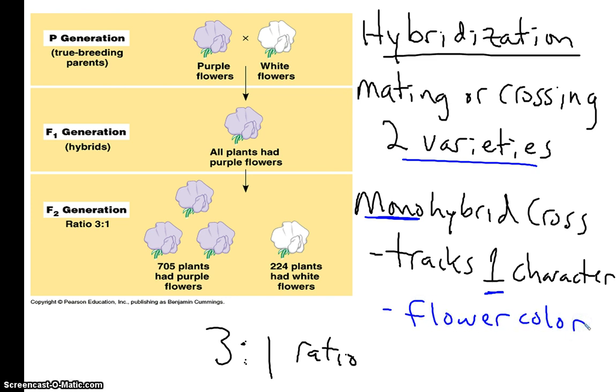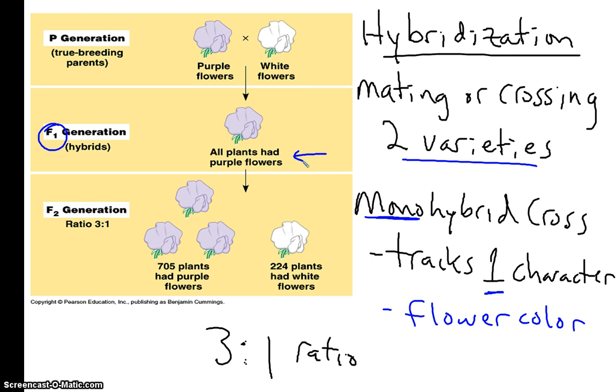So if he took two flowers, one purple that was true breeding, one white that was true breeding, and crossed them, as we saw before in that F1 generation, he got all purple flowers. Okay? And that showed that purple was dominant over white.